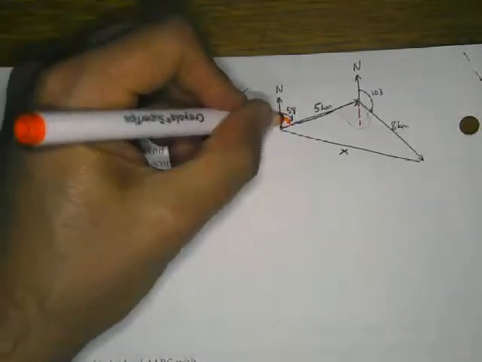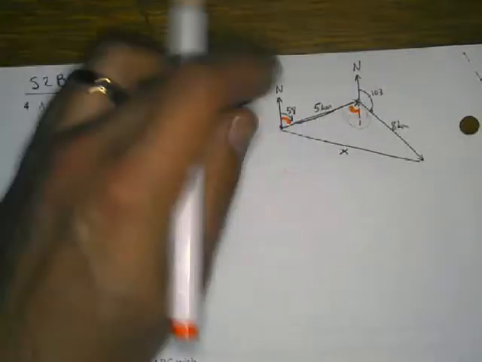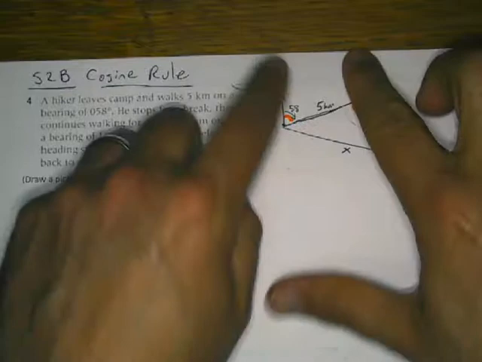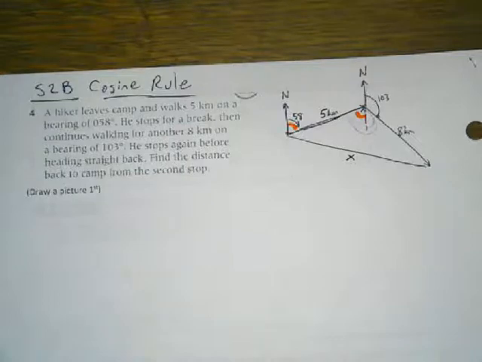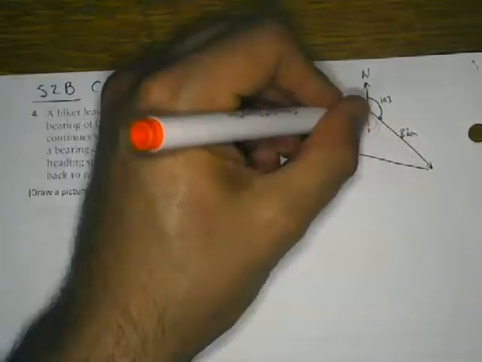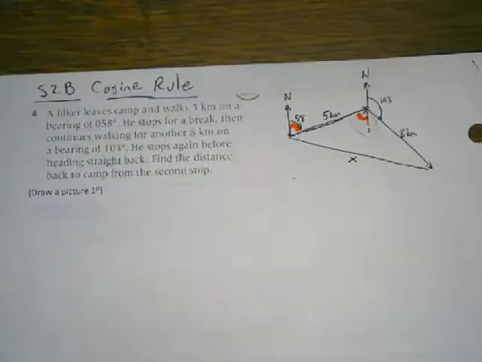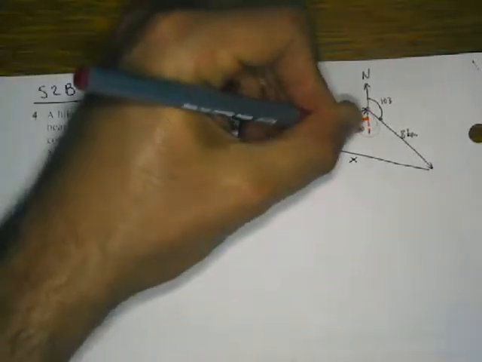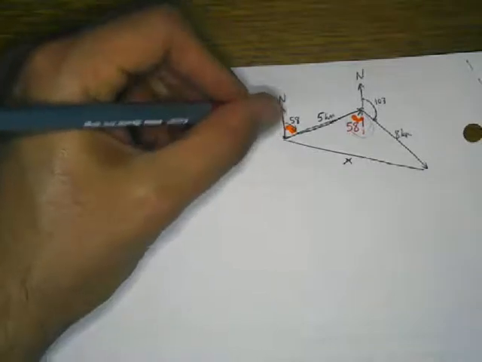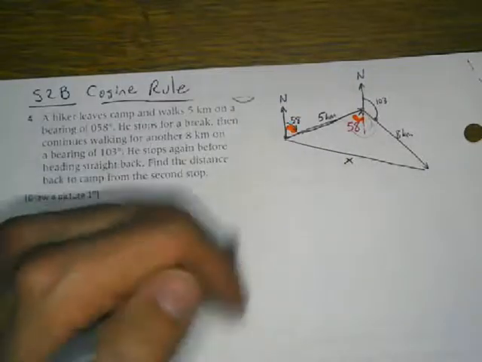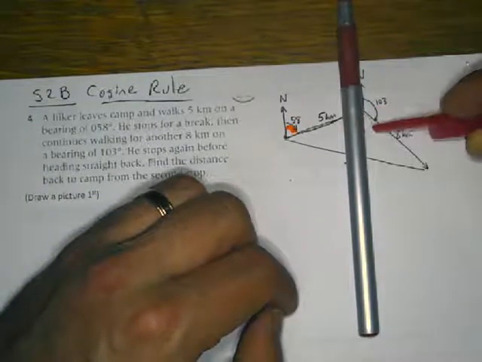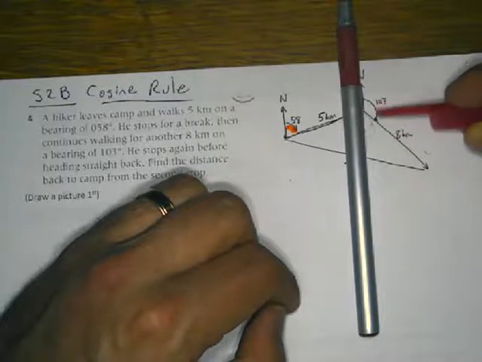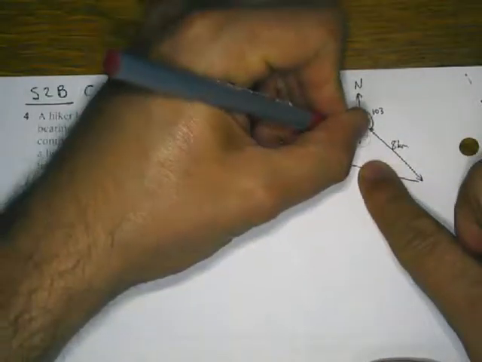And what you can notice is that this angle here and this angle here, if the north lines are parallel lines, then these orange ones are alternate interior angles. So if that's 58, this is going to be 58, because they're alternate interior angles between two parallel lines. And then this part right here and this part right here form a linear pair. So if that's 103, 180 minus 103, this is going to have to be 77 degrees.